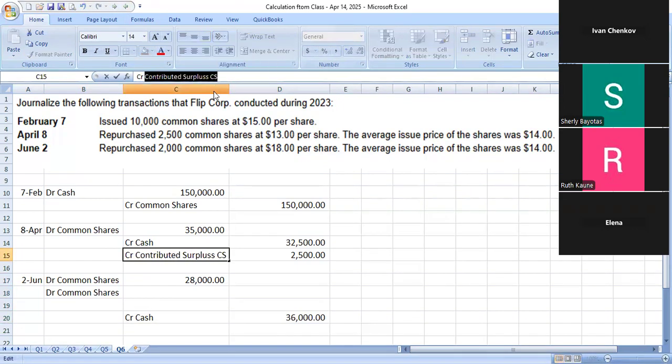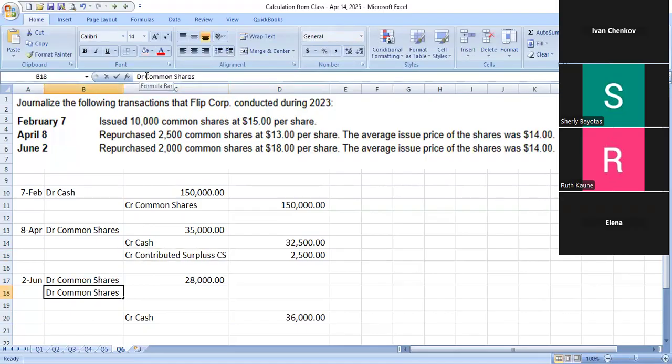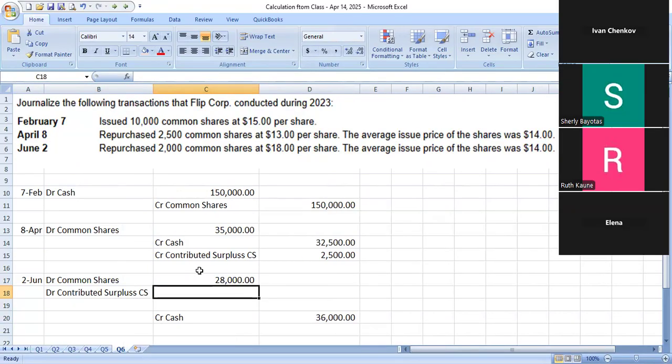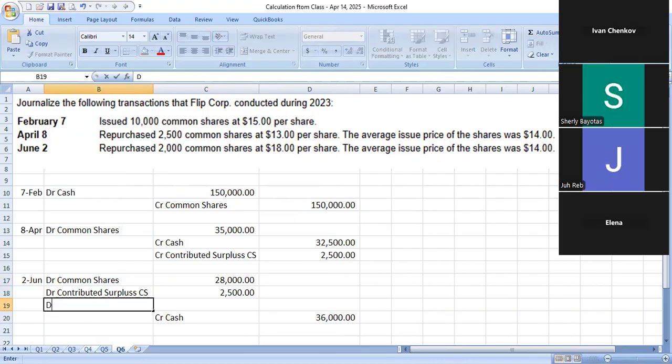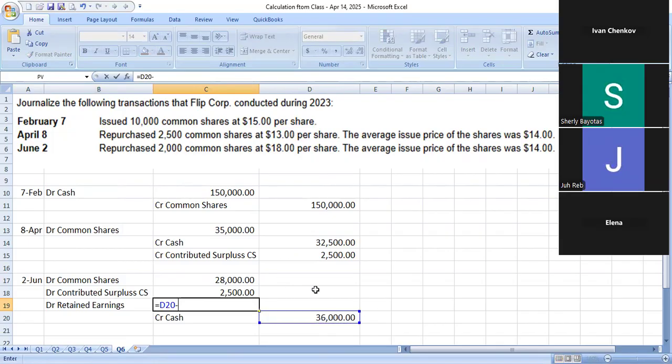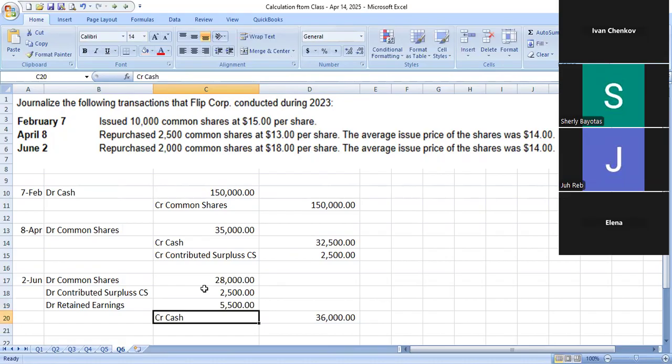Let's get rid of that contributed surplus first. Does that solve my problem? No, I need more, right? How much more do I need? A lot. So which account am I going to debit now? Retained earnings. And that will be this amount minus this amount and minus that amount. And now we have our entry in balance. Make sense? Yes. All right. Questions now?